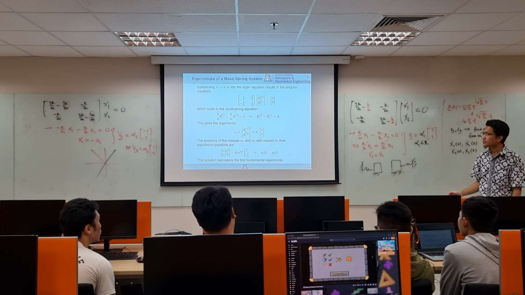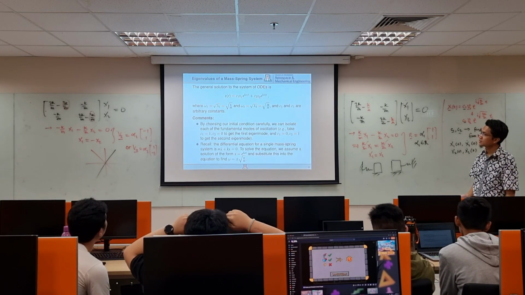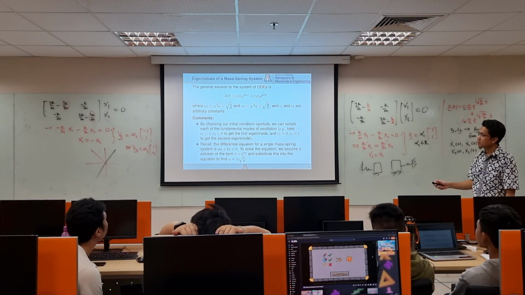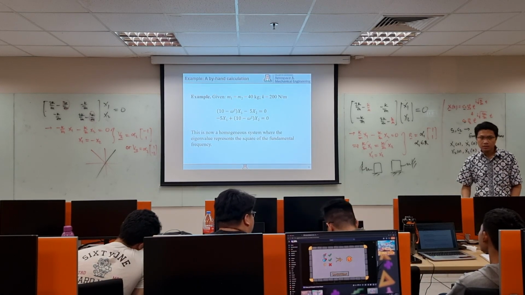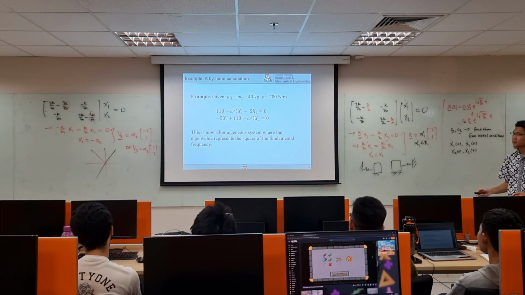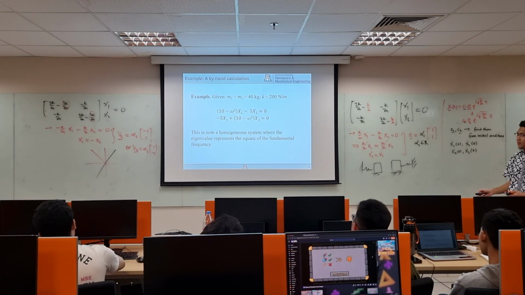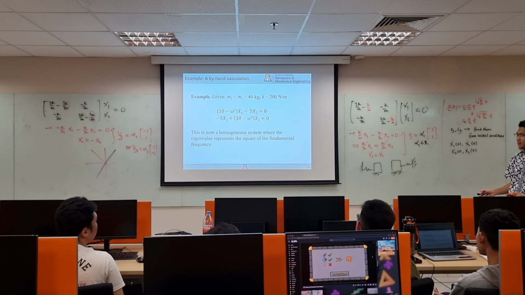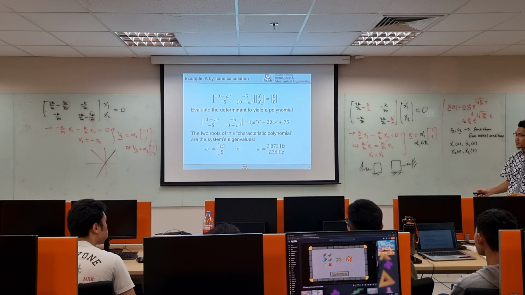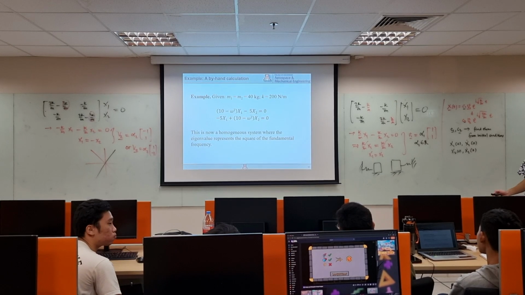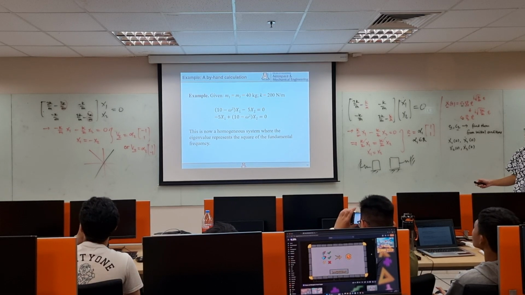Let's move on. The same thing is explained already. So this is omega 1 and omega 2. Now we go to an example with numbers. If this is the mass, that's the K. What will be the omega? Yes, this is the omega. Okay, so 40 kg, 2K.